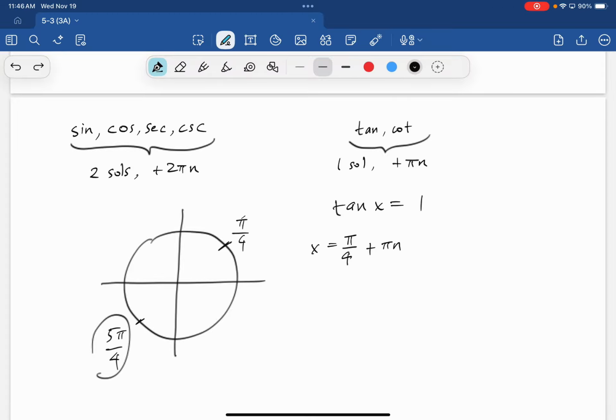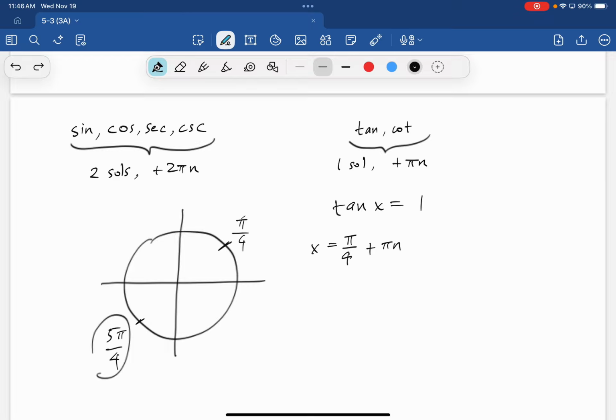No questions? Yeah, Liam? It's not pi or 5 pi over 4, or is it 5 pi? It is 5 pi over 4, but that's encapsulated within the plus pi n, right here. Because 5 pi over 4 is just pi over 4 plus pi times n equals 1.